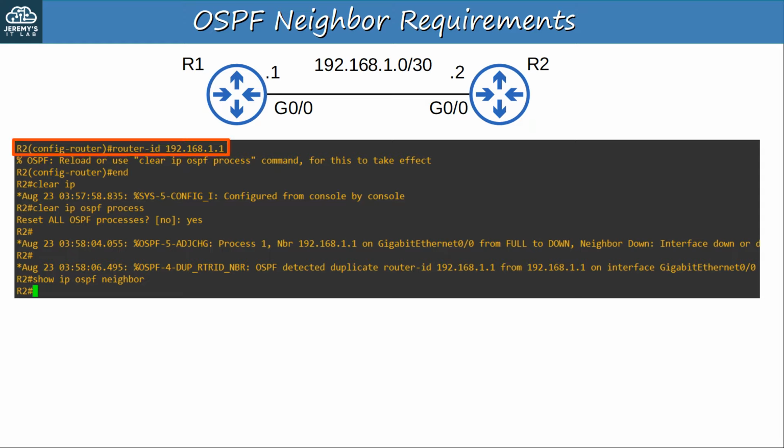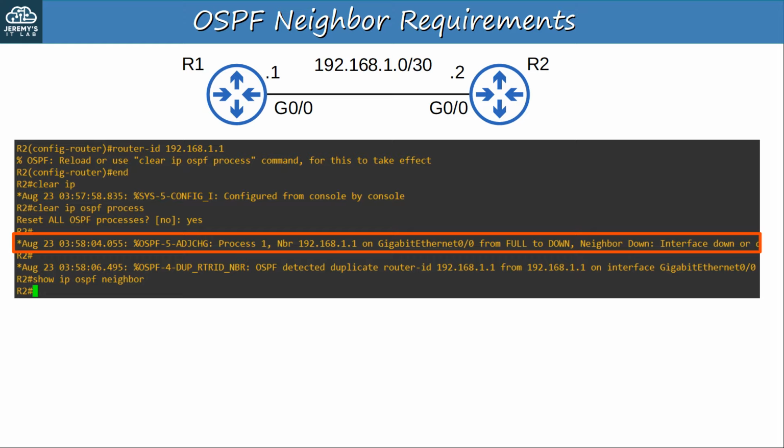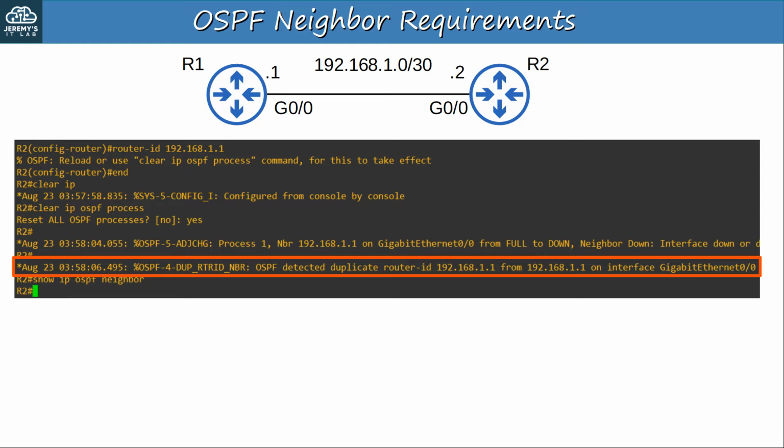So I configured 192.168.1.1 as R2's router ID, the same as R1's. As I have shown you before, you need to reload the router or use clear IP OSPF process for the new router ID to take effect. So I used clear IP OSPF process. Immediately the neighbor goes down because I cleared the OSPF process. But then instead of the neighbor coming back up, this message is displayed.